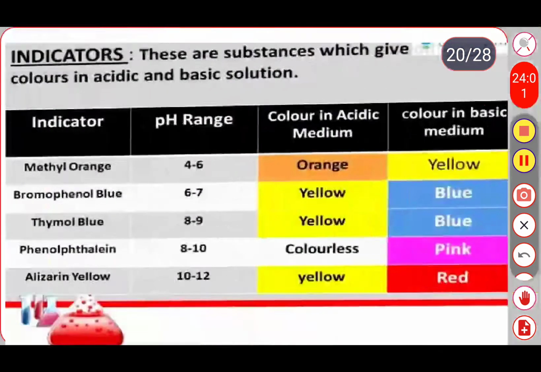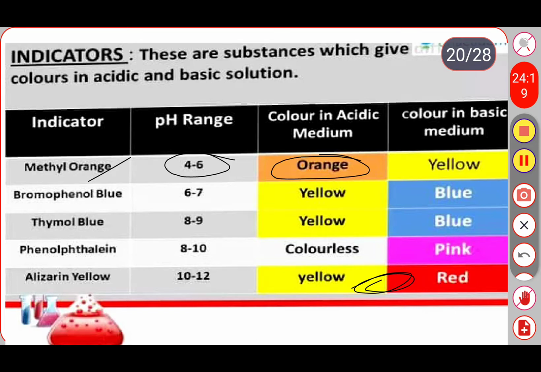See here, some more indicators are given. The first one is methyl orange. The pH range of methyl orange is 4 to 6. The color of the methyl orange in acidic medium is orange, and in the basic medium it shows yellow color.